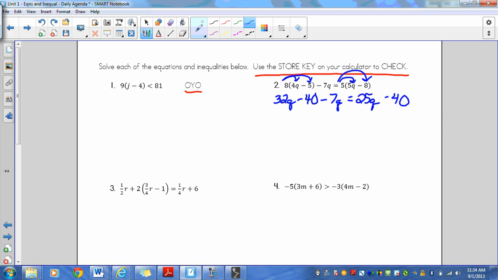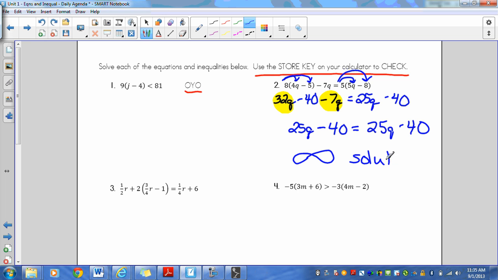How about some combining like terms on each side of the equation? I'm going to notice that I have a 32q and a negative 7q on that left-hand side. So I'm going to combine those to get a 25q minus 40. At this point, I'm noticing that the two sides are exactly the same. So it does not matter what I plug into q. The two sides of the equation will be balanced, and it will work. So this has an infinite number of solutions because you can plug in anything you want, and it will work.